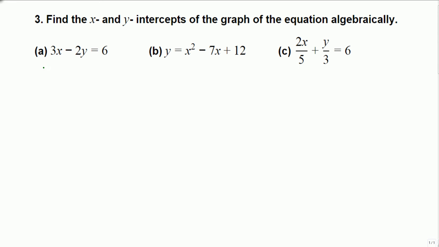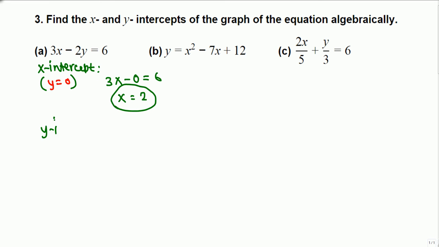To find the x intercept, all we have to do is plug in y equals 0 and solve for x. So this will be 3x minus 2 times 0 equals 6. So 0 doesn't count. 3x equals 6, so x equals, divide by 3, 6 over 3, 2. So that's the x intercept.